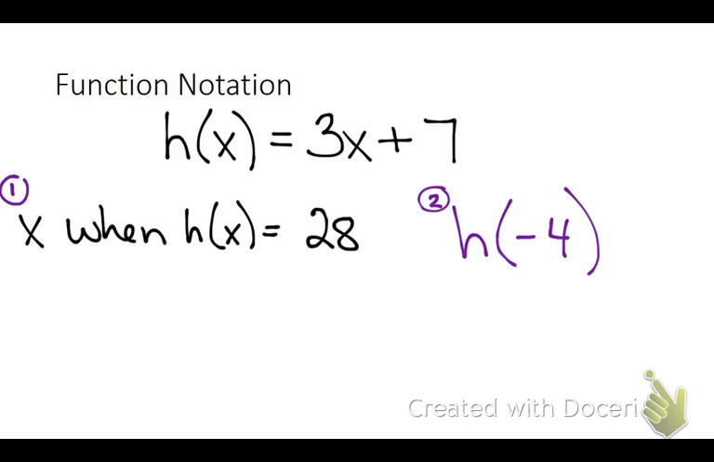h of x, here's what I need you to remember. h of x is one term. That's together. It's one term. And so h of x equals 28. So I plug in 28 for h of x. That's fine. 28 goes in for h of x. That's the only time I substitute on that side of the equation.